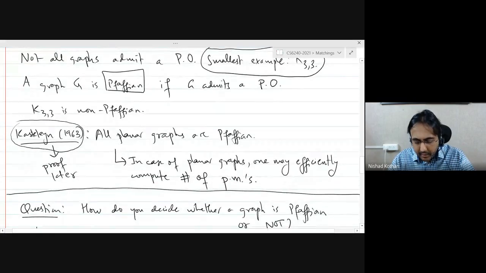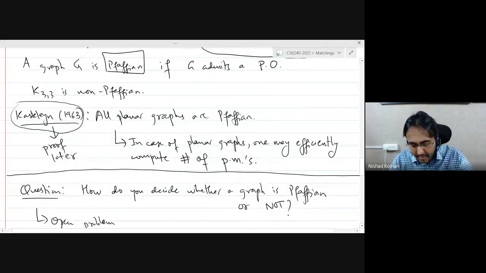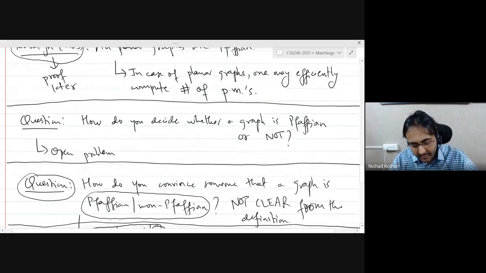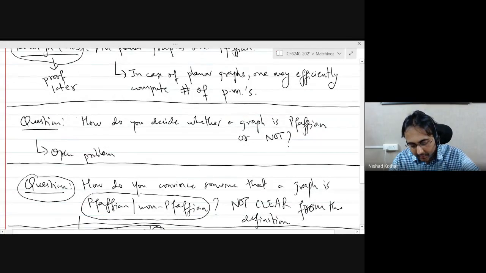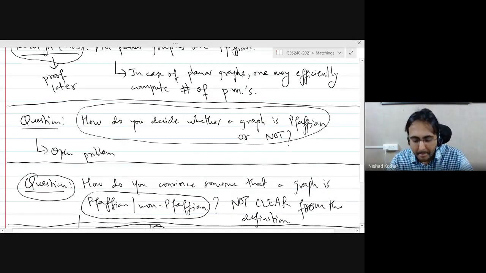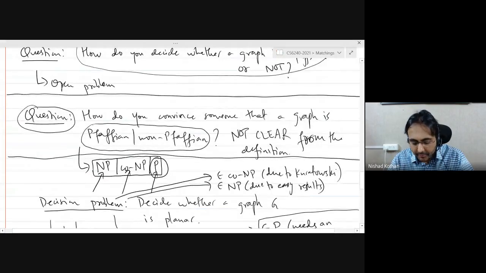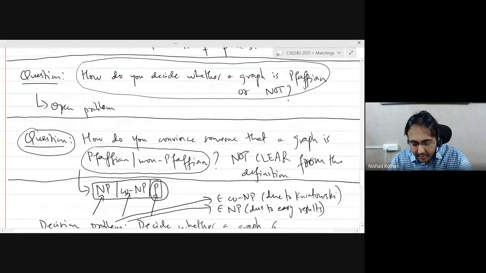Great. So in the case of planar graphs, you can efficiently compute the number of perfect matchings because the graph is Pfaffian. You can find such an orientation, and then you can compute the determinant. But another question that arises is how do you decide whether a graph is Pfaffian or not? So let's focus on this question. If you go by the definition of a Pfaffian orientation, then it's not even clear how you would convince someone that a graph is Pfaffian or not Pfaffian in an efficient manner.